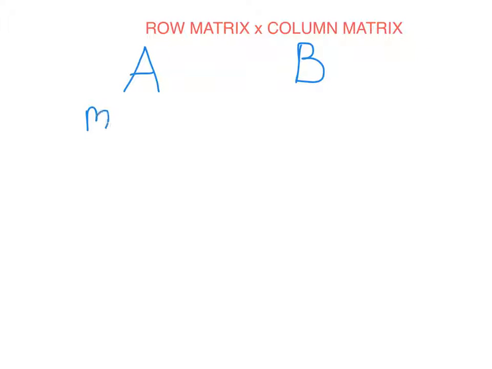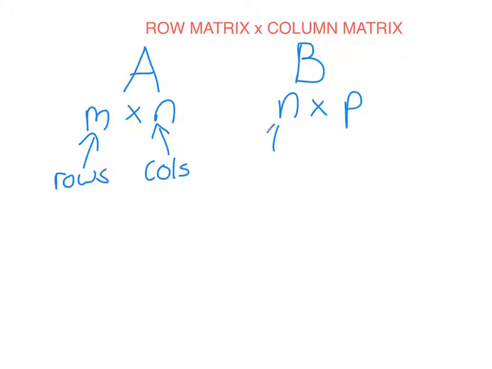If A is an m by n matrix, remember the first number is how many rows, and the second number is how many columns, then B has to be n by p. So again, rows by columns. Now you're probably thinking, well, what does that mean?